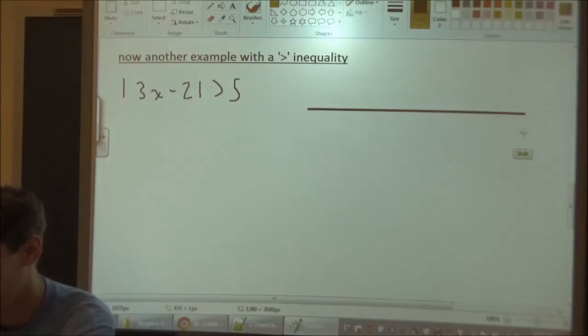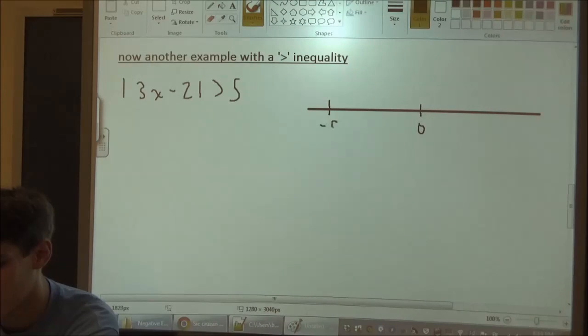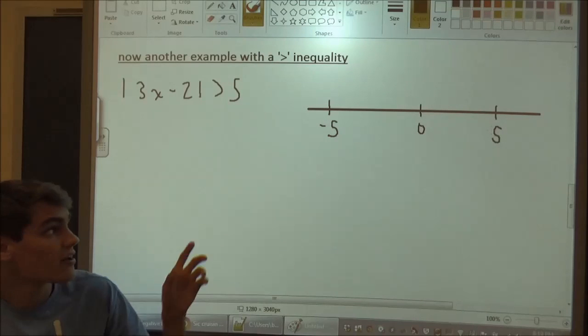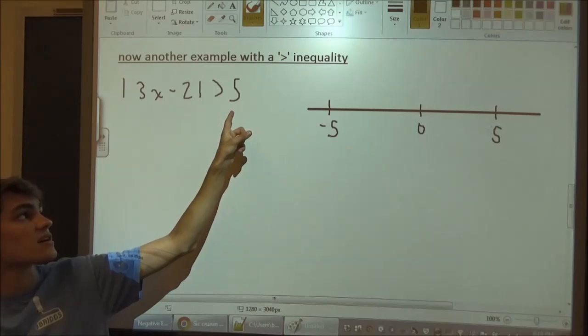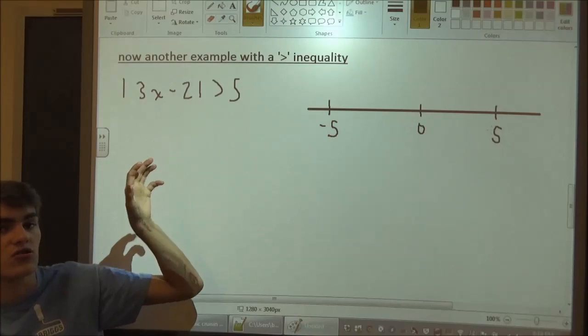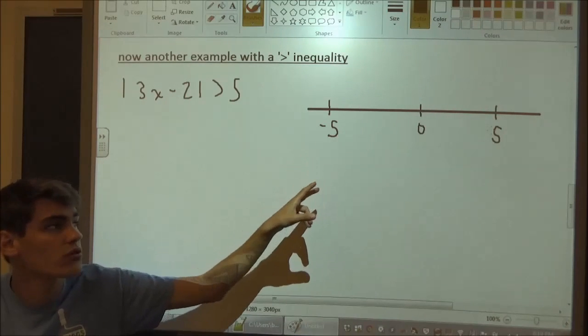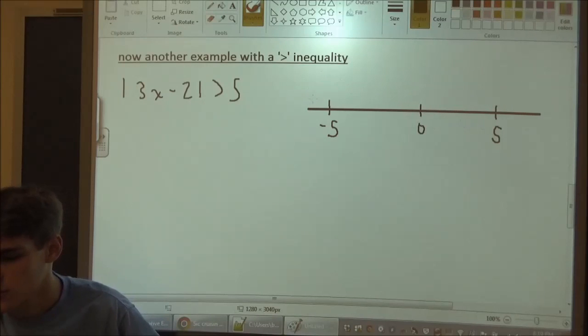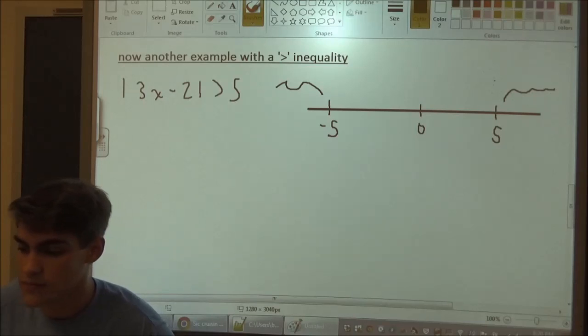So I'm going to bust out my number line and put my 5s on it, because I know 5 is on this side of the equation. So whatever's in here, it has to be greater than 5. It's got to be more than 5 away from 0. So it's going to be all the stuff over here and all the stuff over here.